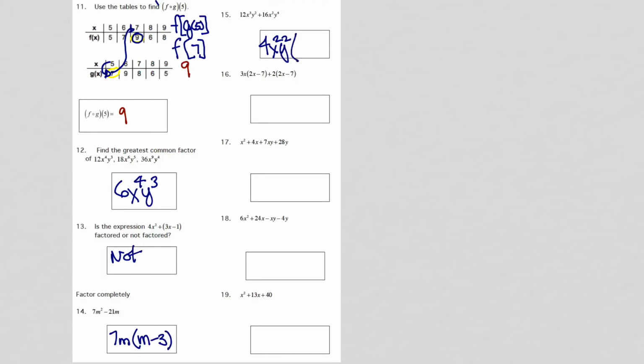And then what's left? Well, 12 divided by 4 is 3, so we'll have a 3. And then, what else? There were 3 x's to begin with. We removed 2, so there's 1 x left here. And there were 2 y's. We removed them both, so just the 3x.